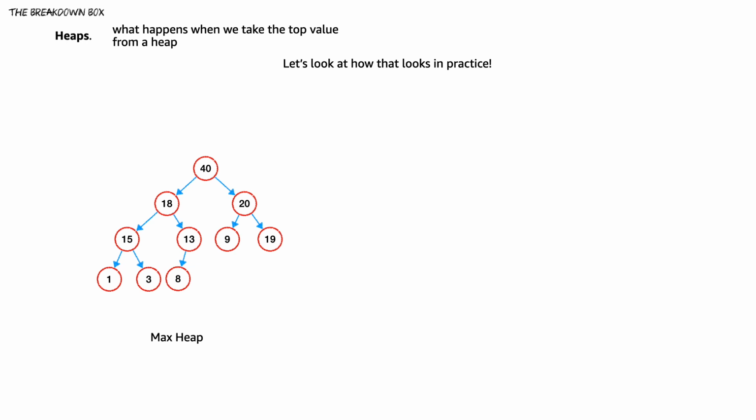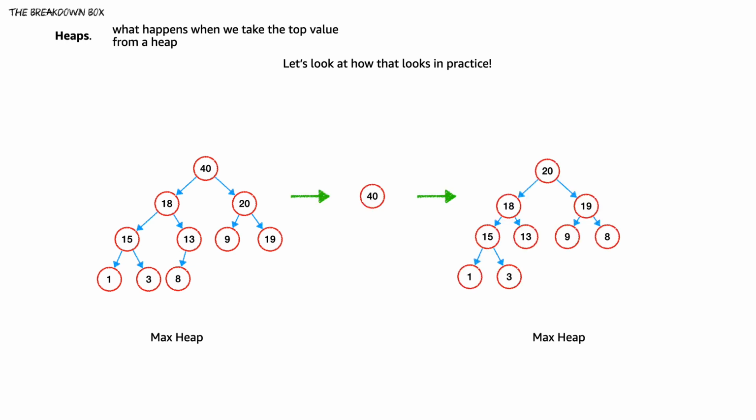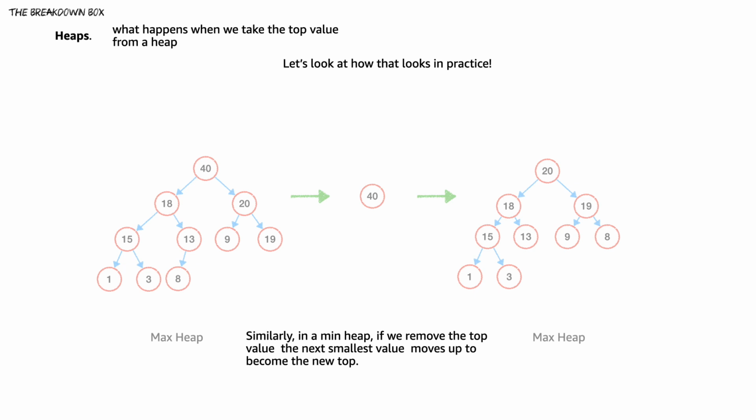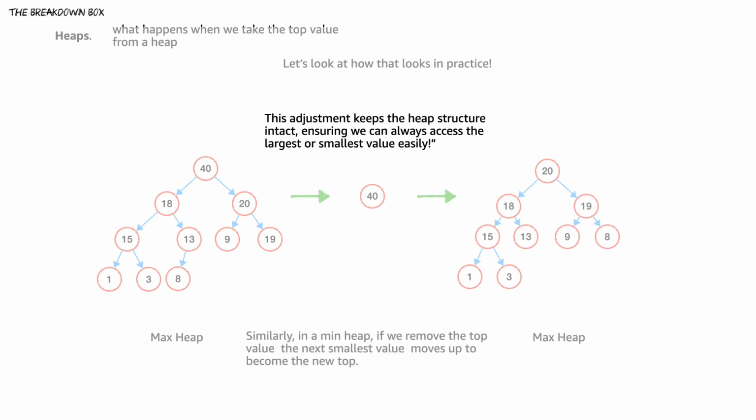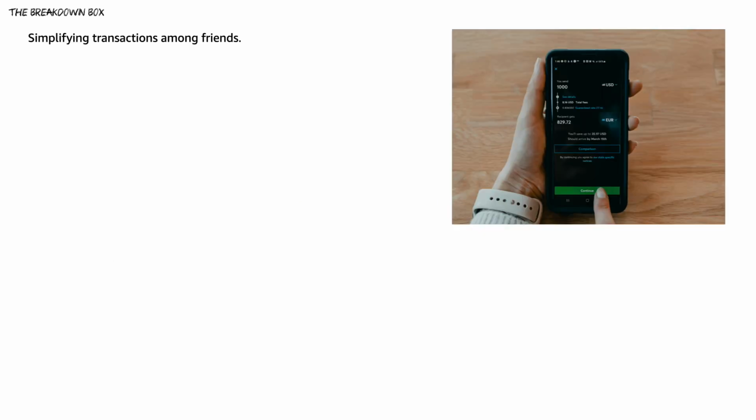For example, if we start with our max heap of values, let's say we remove the top value, which is 40. After removing it, the next highest value, which is 20, moves up to take its place, and the heap reorganizes itself. Similarly, in a min heap, if we remove the top value, the next smallest value moves up to become the new top. These adjustments keep the heap structure intact, ensuring we can always access the largest or smallest value easily.